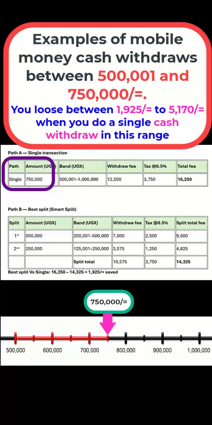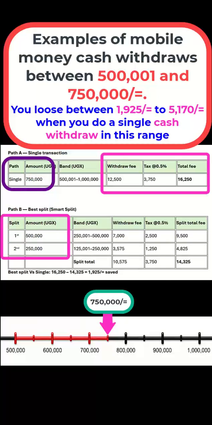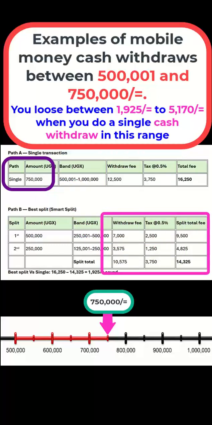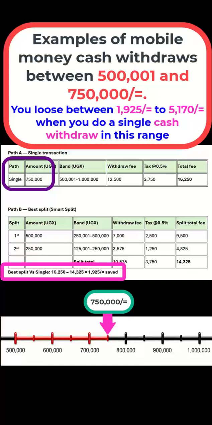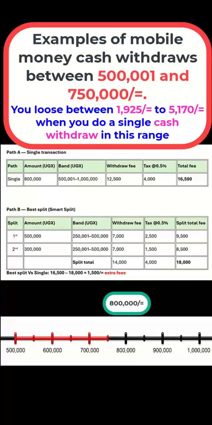Now let's jump to the upper limit of this cannibalism range, which is 750,000. A single withdrawal costs 16,250. But when you split it into 500,000 and 250,000, it costs 14,325, still saving you 1,925 shillings. Finally, let's try 800,000.